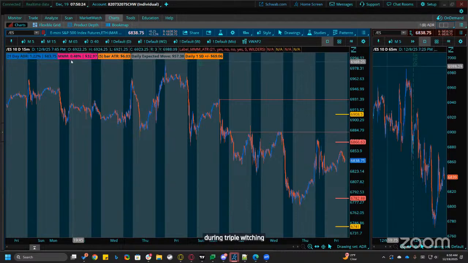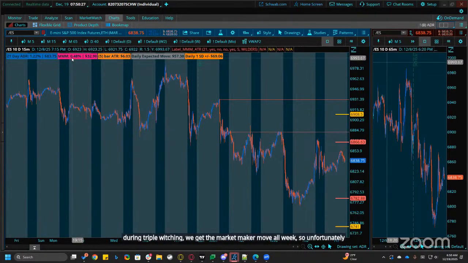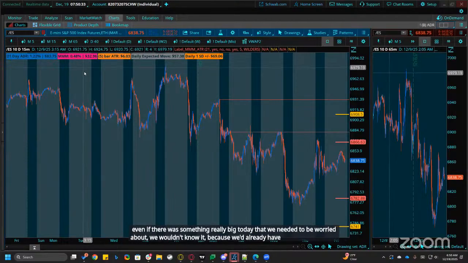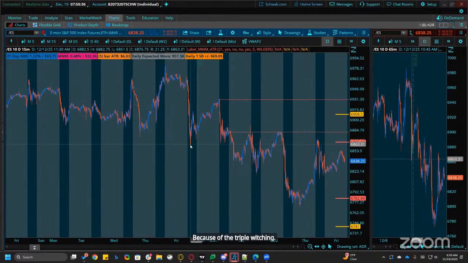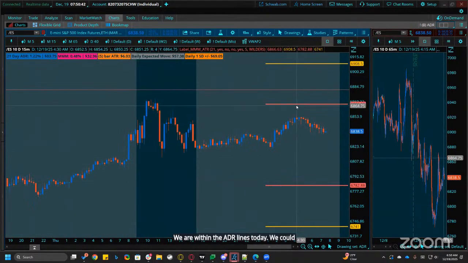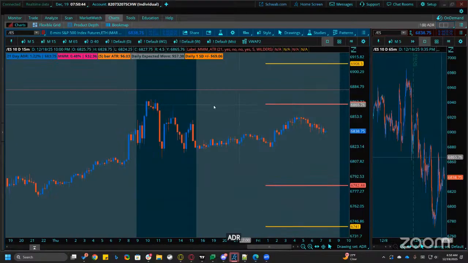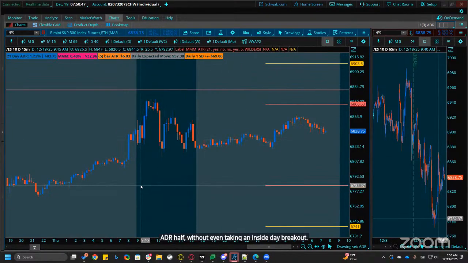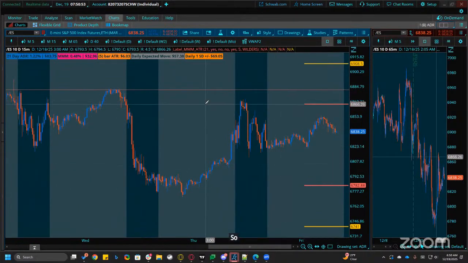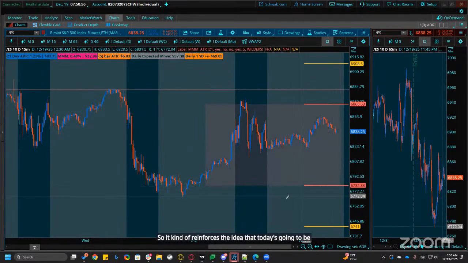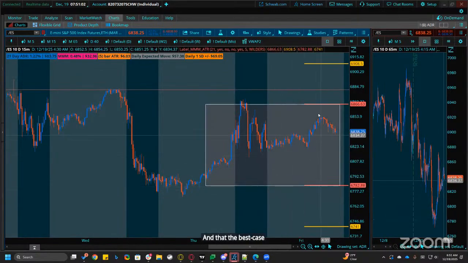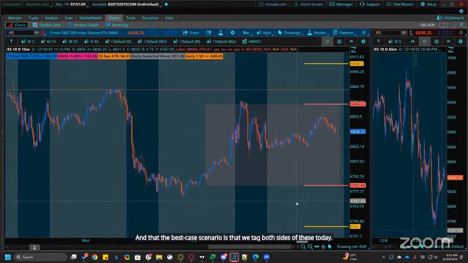During triple witching, we get the market maker move all week. So unfortunately, even if there was something really big today that we needed to be worried about, we wouldn't know it because we'd already have a market maker move because of the triple witching. It's unfortunate. It's just the way it is. We are within the ADR lines today. We could hit the upper ADR half without even taking an inside day breakout, and we could hit the lower ADR half without taking an inside day breakout. So it kind of reinforces the idea that today's going to be an inside day. We're not going to get anything done, and the best case scenario is that we tag both sides of these today and we call it good.